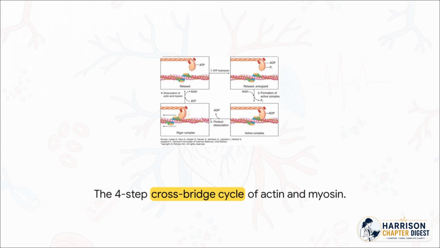Then calcium sweeps in to expose the binding sites. After that, the products of that split ATP are released, and boom, you get the mechanical power stroke, the actual contraction. Finally, and this is super important, without a brand new molecule of ATP binding to that complex, the muscle literally cannot relax for the next beat.